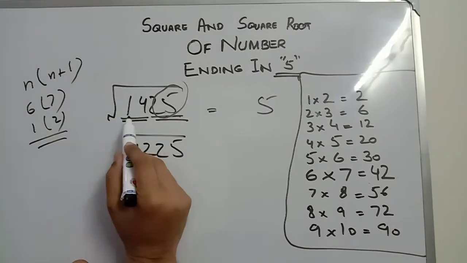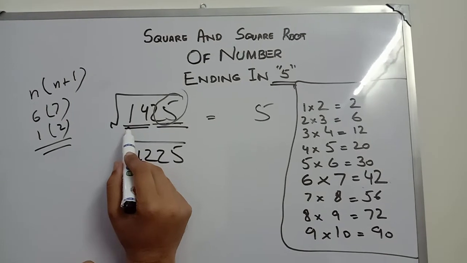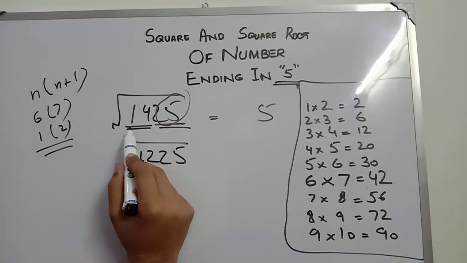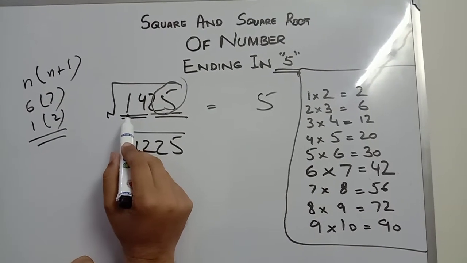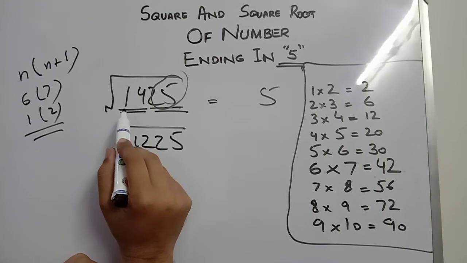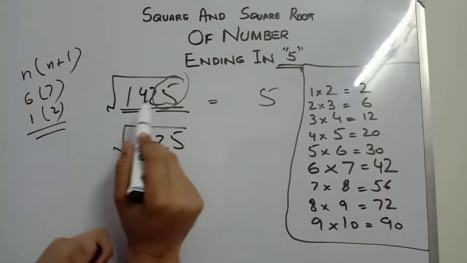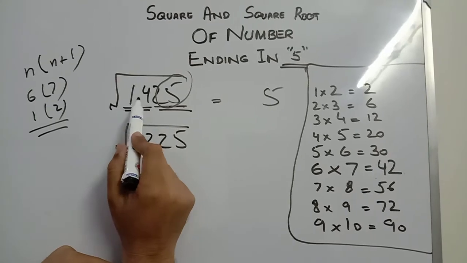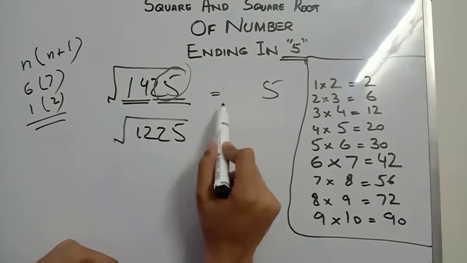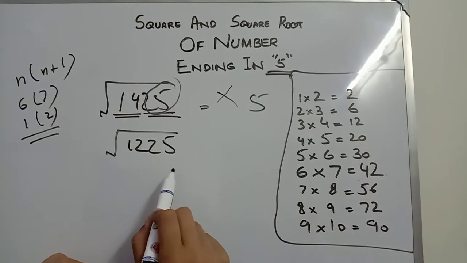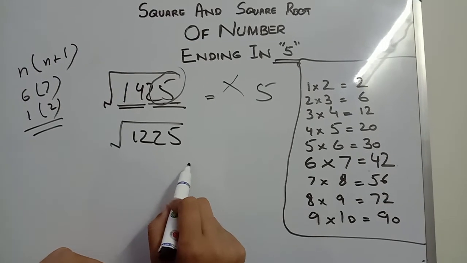So, does 14 have any factors that are consecutive? No, it has 2 and 7. 2 and 7 are not consecutive. Either 6 and 7 are consecutive or 2 and 3 are consecutive. So the square root of this number is not a whole number.